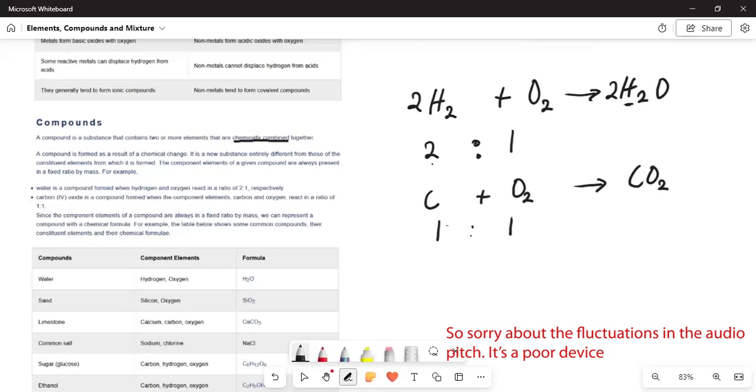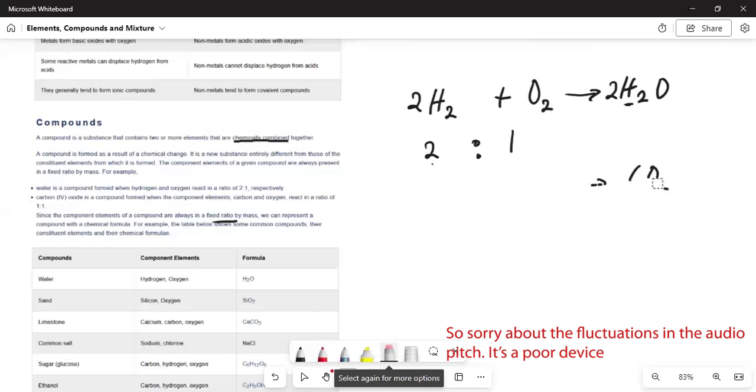So since the components of a compound are always present in fixed ratio by mass, we can represent a compound with a chemical formula, unlike a mixture, which cannot be represented by a chemical formula because there is no reaction between the components. For example, if you have kerosene and water or kerosene and engine oil, there is no reaction between the two. No new substance is formed. So we cannot represent them with a chemical formula because the mixture is not present in a fixed ratio by mass.